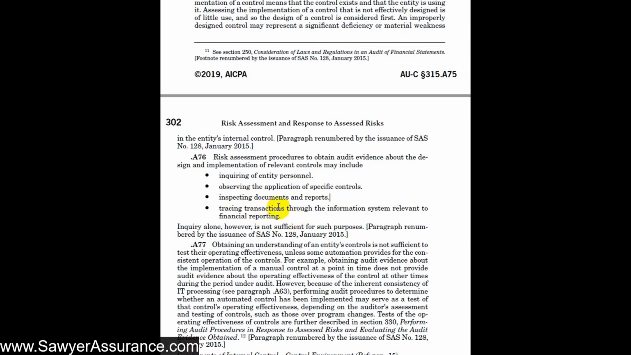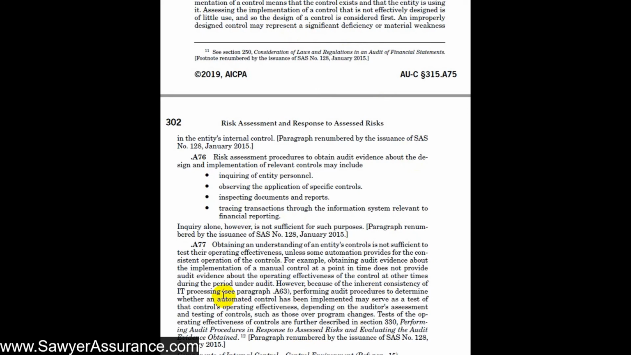And we also trace the transactions through the information system that's relevant to the financial reporting. So for instance, if their payroll is processed through ADP, we might trace the number of hours that were worked from the timesheet all the way through the actual paycheck that is printed out or direct deposited to the employee's account. So in a sense, we would just follow the client's control owner through the entire process and talk to them about it, observe what they're doing, inspect documents along the way, and trace those documents through the systems. And that would really give us a good understanding of how the control is designed and also that it's implemented.